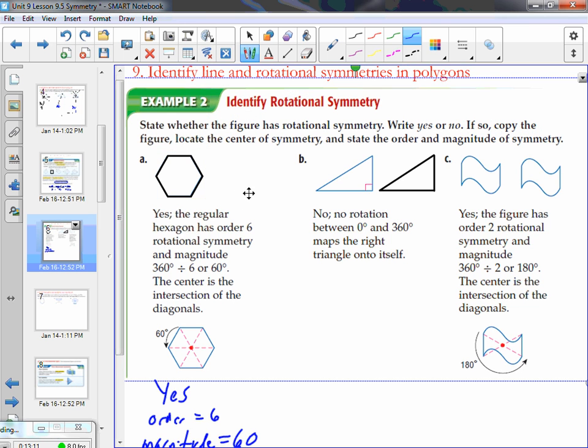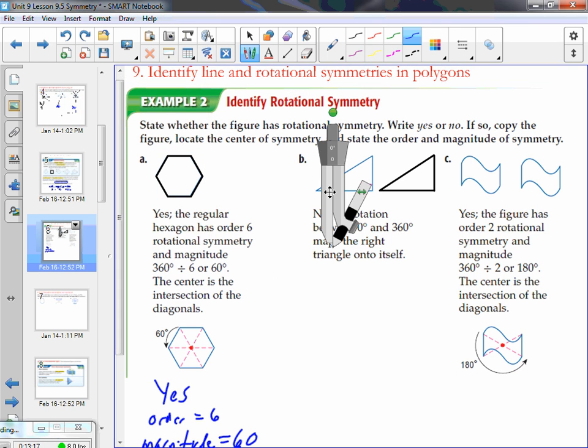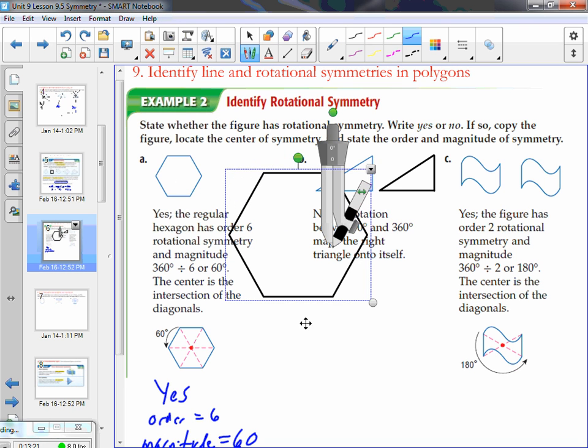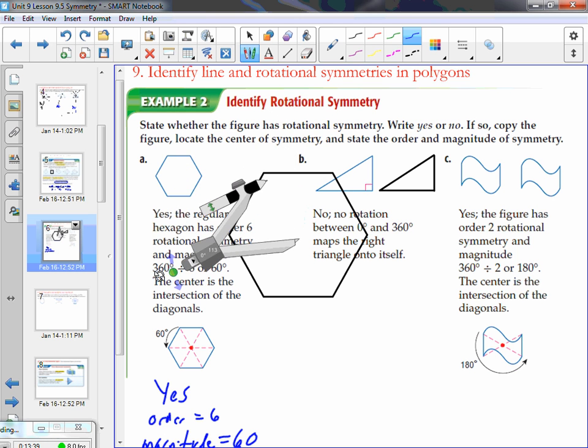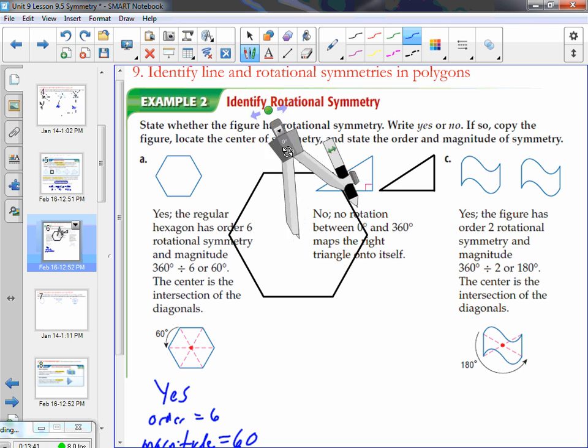All right, let me try something I wasn't really planning on here. The center of rotation. Let me make this a little bigger so it's easy to see. All right, the center of a polygon is actually the center of the circle that we can circumscribe about the polygon. So I'm off just a bit here.